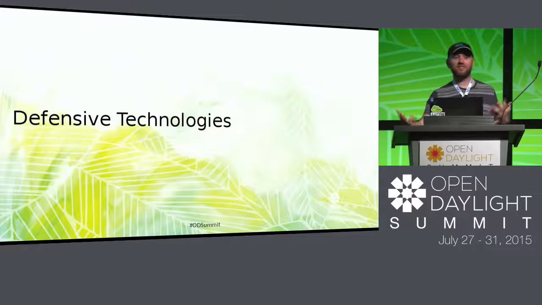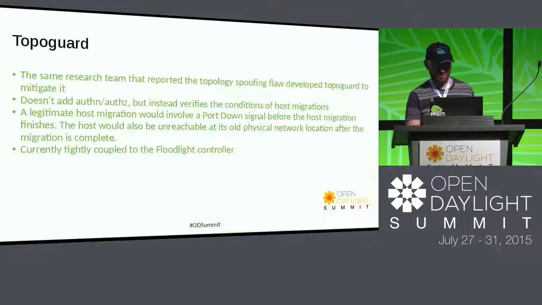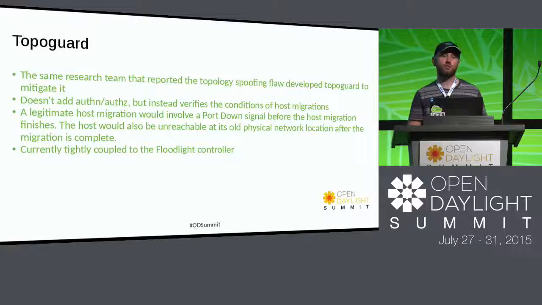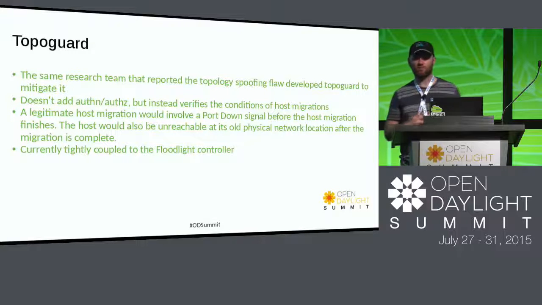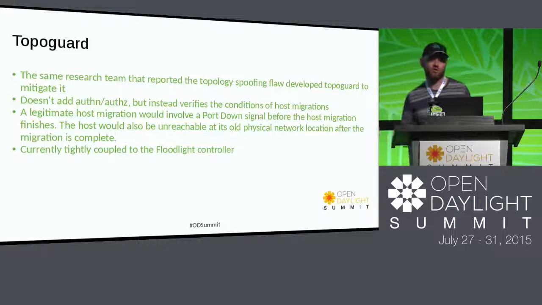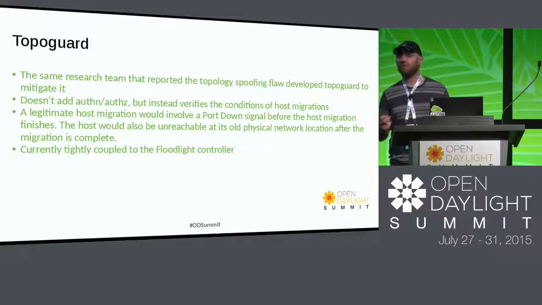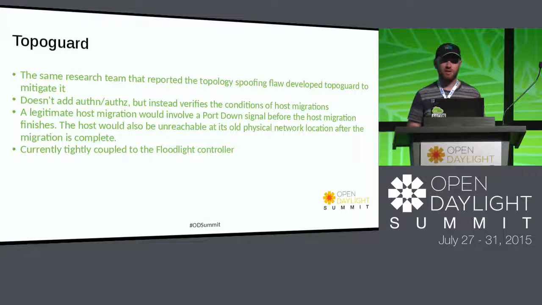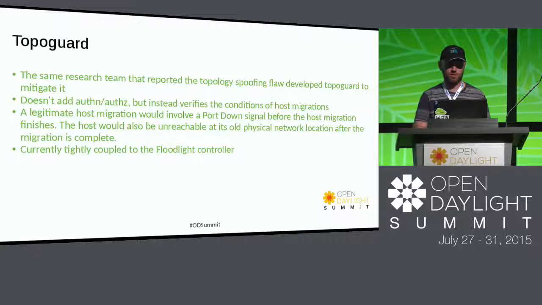So what kind of defensive approaches can we take, given these are the sort of issues that we're facing? One of them is Topoguard. I mentioned just before that host migration spoofing vulnerability. The researchers who reported that vulnerability, it turns out it affects a whole bunch of SDN controllers, not just OpenDaylight, and they also proposed a fix. They developed a piece of software called Topoguard. Unfortunately, it's tightly coupled to Floodlight, so we couldn't easily use it in OpenDaylight. But the same approach could very well be used.